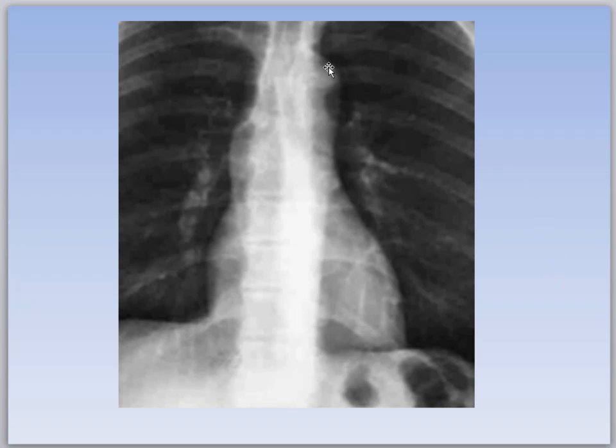Here's another beautiful chest film here. You should know what all those parts are.